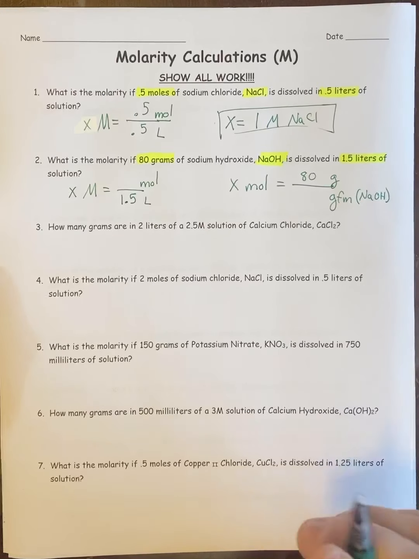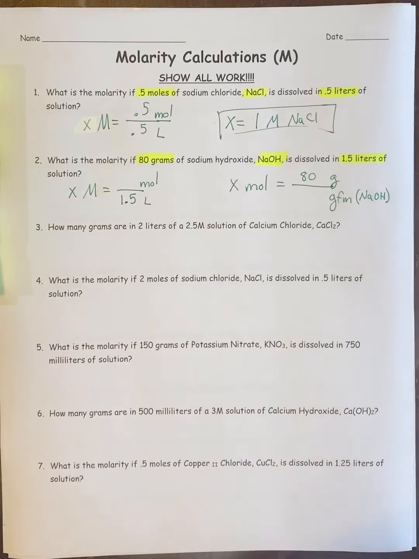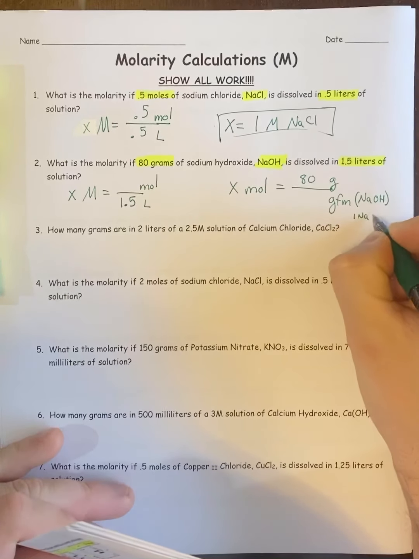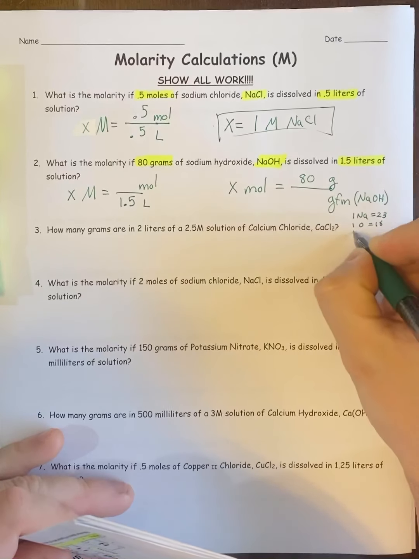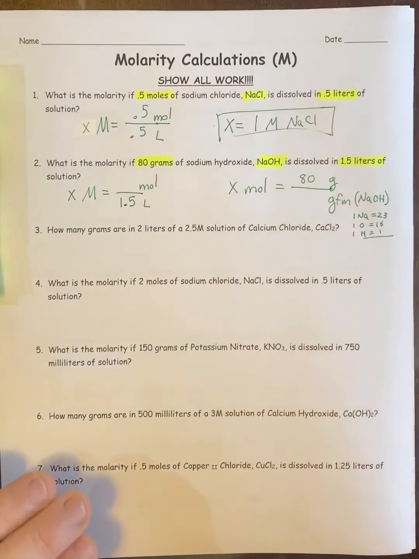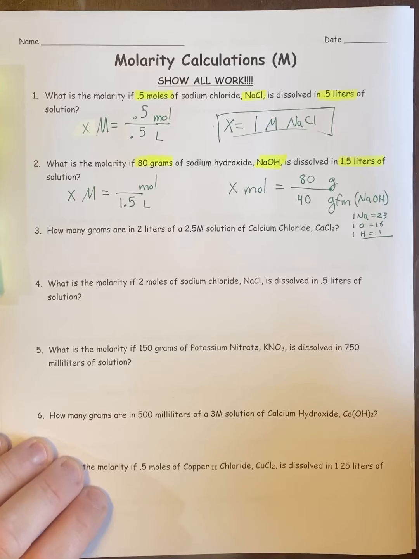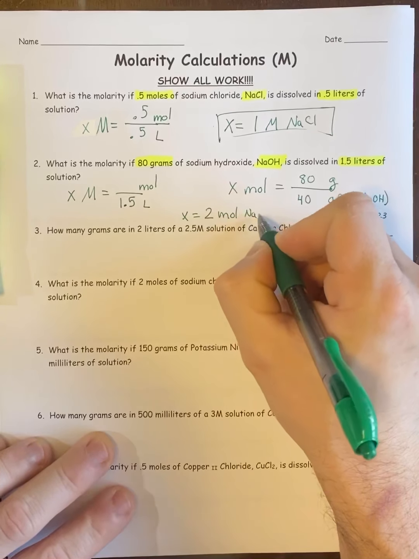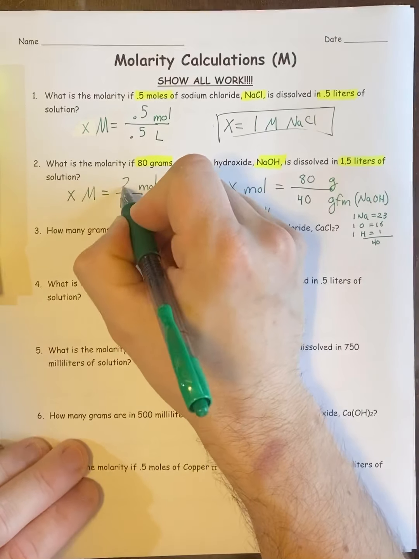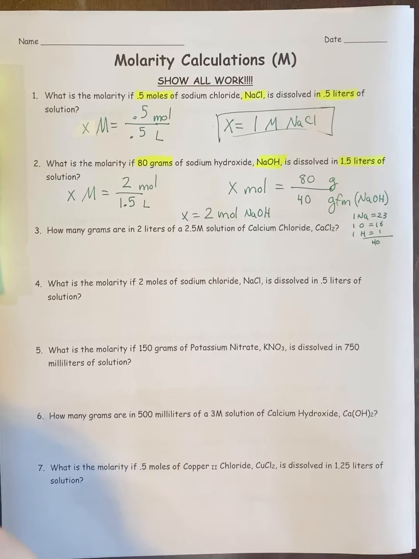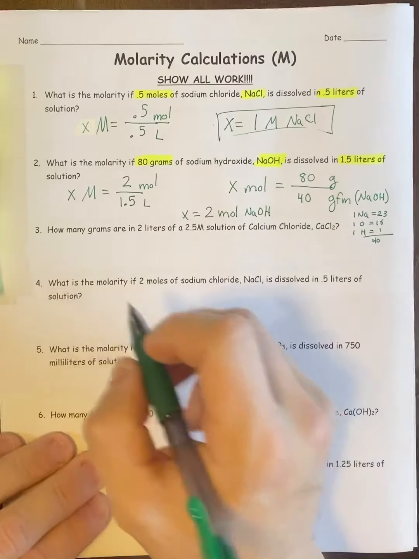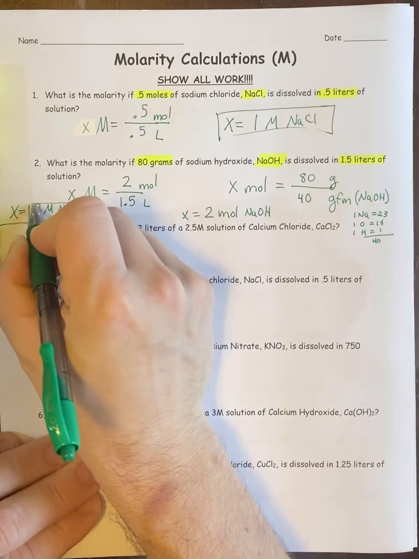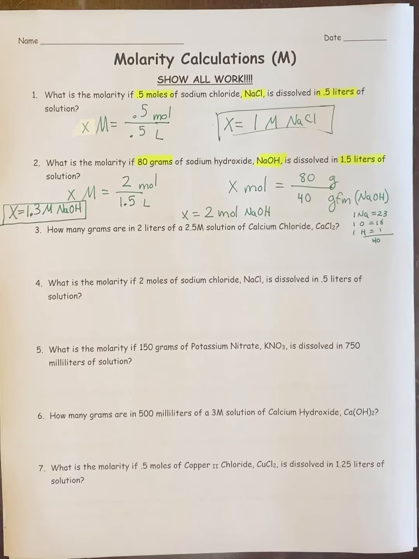So let's do the GFM of sodium hydroxide. Sodium on the periodic table, if I remember correctly, it weighs 23, but let's double check. So sodium weighs 23, so we add them all together and we get 40 for the GFM of sodium hydroxide. So now I get 2 moles of NaOH. Then I take my 2 moles and I plug it in there. For my final answer, I get 1.3 molar NaOH. And there's your answer. All right, so there's the first two problems.